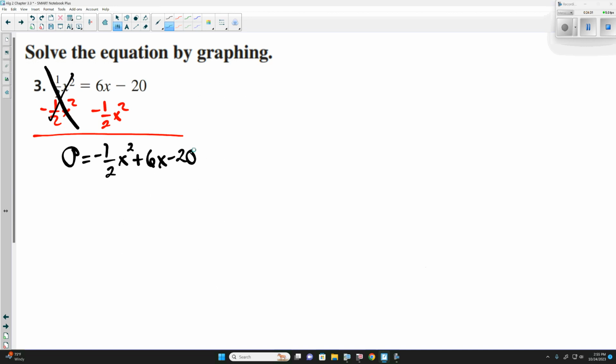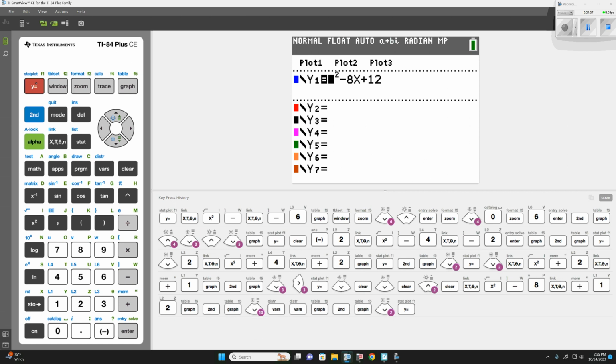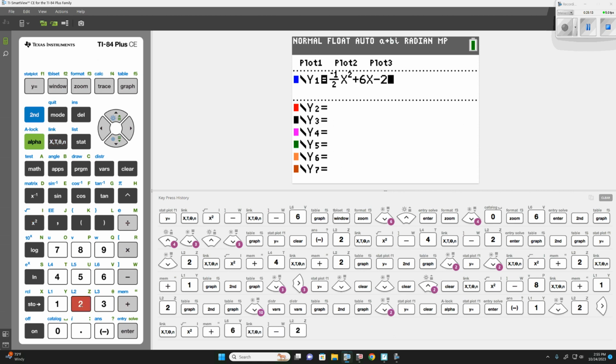Now, again, we can graph this. The first step in graphing is to hit y equals. Now, we'll clear the previous one out. We do need to type in a fraction. Alpha y equals enter. Negative 1/2 x squared. If the first number you're plugging in is negative, we use the negative. Anything after that, we use the minus.